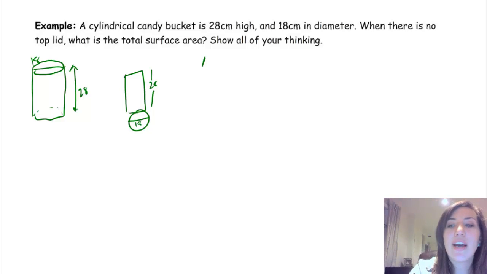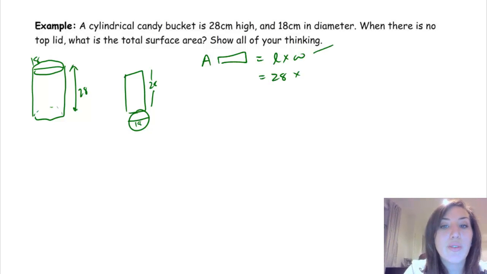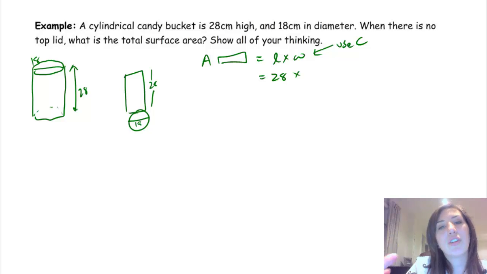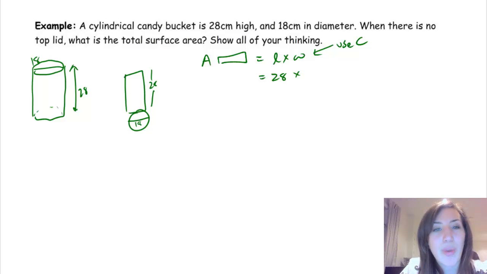So what is the area of the rectangle? We know that this is length times width. We know that the length is 28, but the width we don't know. We can use the circumference here to figure out what the width is, because the whole bottom of the circle touches all of that width on the bottom of the rectangle, so the circumference of the circle is the same as the width of your rectangle.